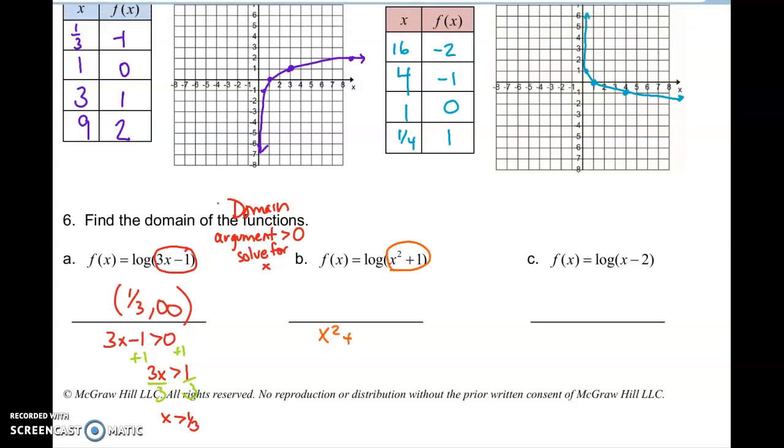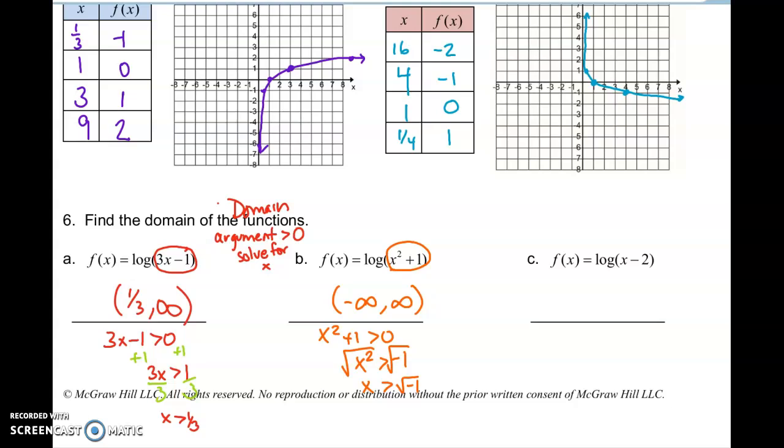The next one, again, you're looking at this part here, and you're going to say x squared plus 1 is greater than 0. Subtract 1 from both sides. I'll get x squared is greater than -1. I'm going to take the square root of both sides. I'm going to get x is greater than the square root of -1, which is not a real number. So this must have all real numbers in the domain.